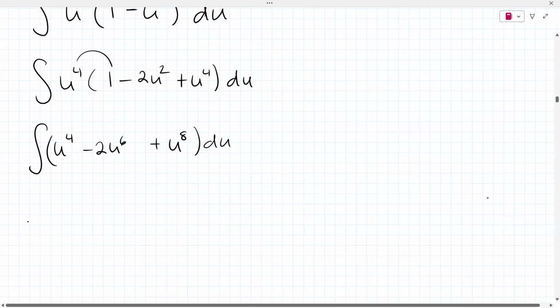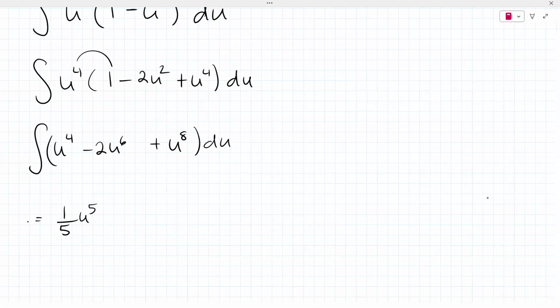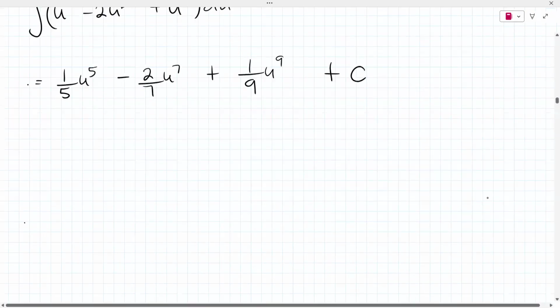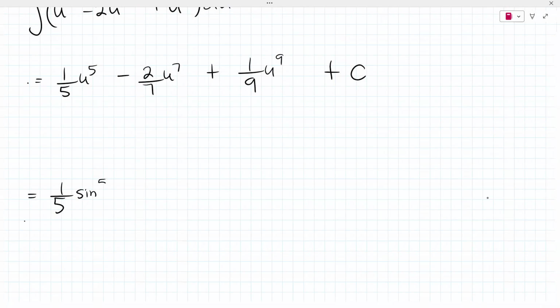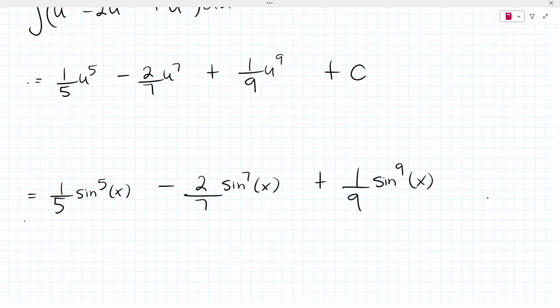And then what's the integration of u to the fourth? It's going to be 1/5 u to the 5th minus 2/7 u to the 7th plus 1/9 u to the ninth plus c. And then you just replace your u with sine. So your final answer could be 1/5 of sine to the 5th of x minus 2/7 sine to the 7th of x plus 1/9 of sine to the 9th of x plus c.